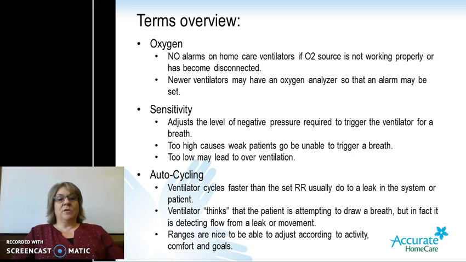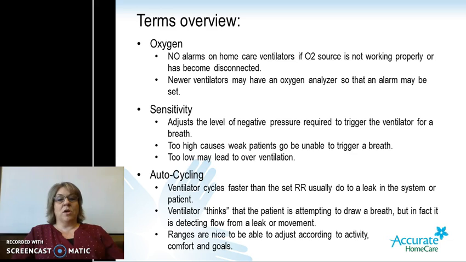Autocycling is when the ventilator cycles faster than the set respiratory rate, usually due to a leak in the system or patient. In other words, the ventilator actually thinks the patient is attempting to draw a breath, but in fact it is detecting flow from a leak or movement. With autocycling, we need to find out what the source is. What is happening here is they are getting breath after breath and are unable to actually get a breath. They are getting puffs.